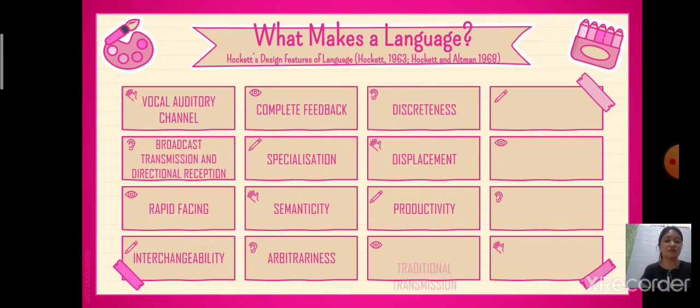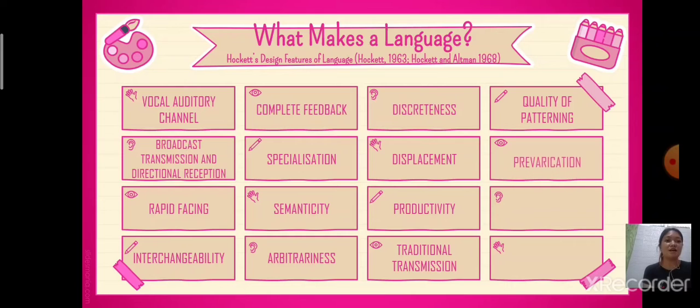We also have productivity, where we can create and understand language in different ways. For example, there are languages or words which we are not familiar with, but using our native language or our stock knowledge on these words, later on we can understand them. So this is productivity. When we say traditional transmission, language is transmitted from one generation to another in a traditional way, which is teaching and learning.